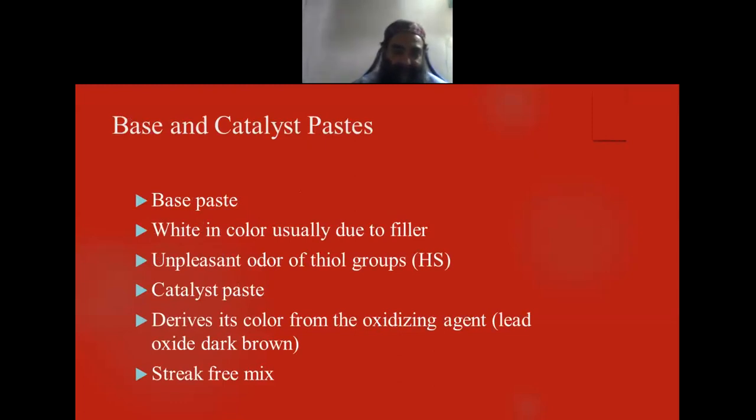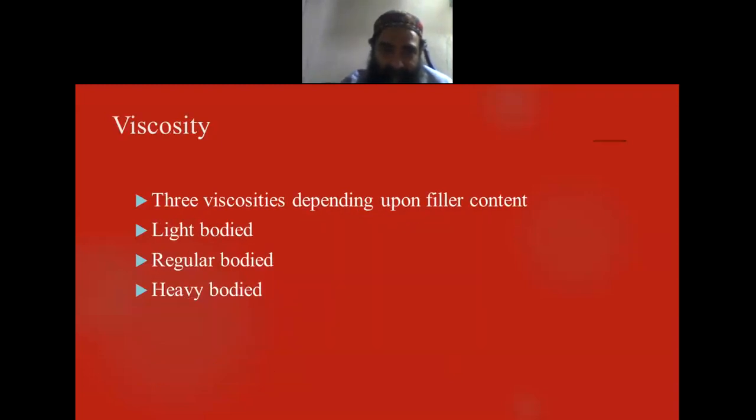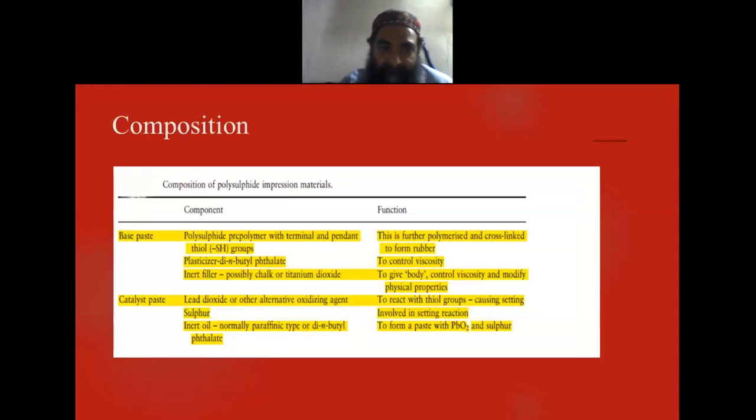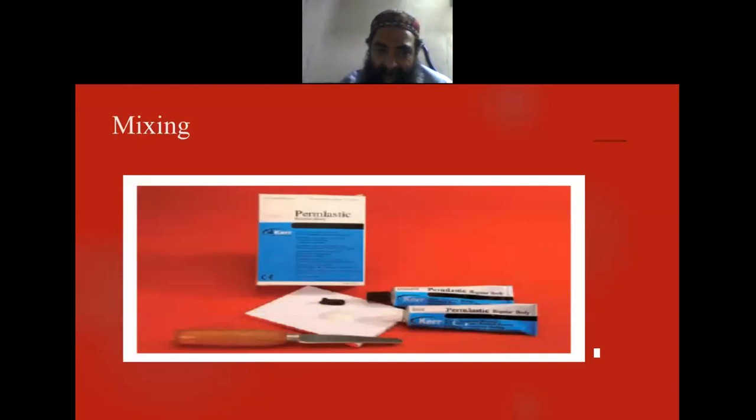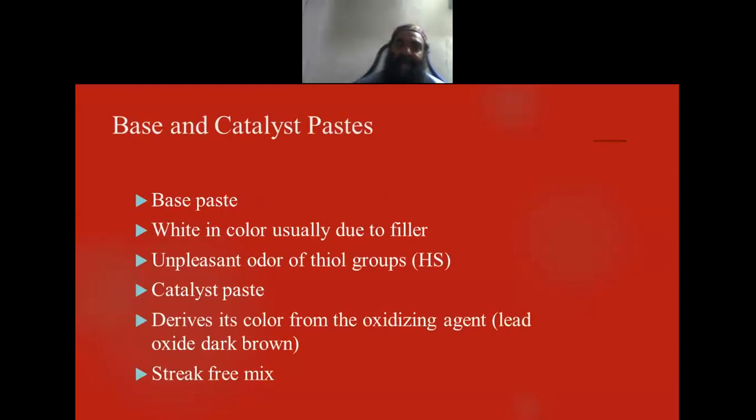Base paste and catalyst paste. Now we see what is present in each type of paste. One is the base paste and the other one is the catalyst. The base paste consists of polysulfide prepolymer, plasticizer, and inert filler. It is white in color, usually due to the filler, that is titanium dioxide or another one.